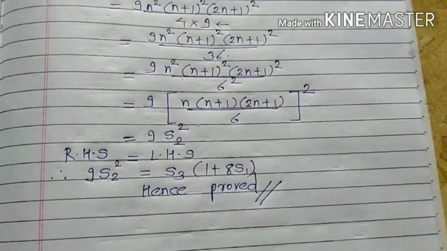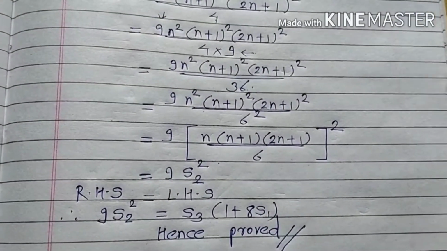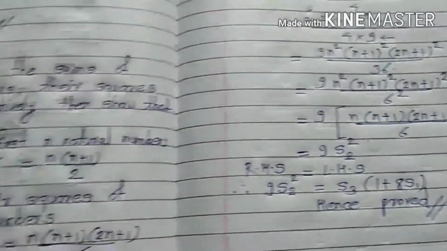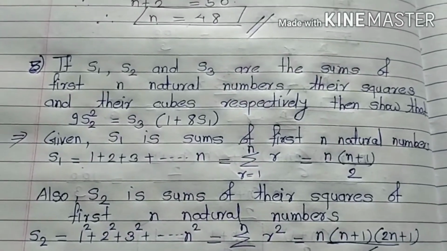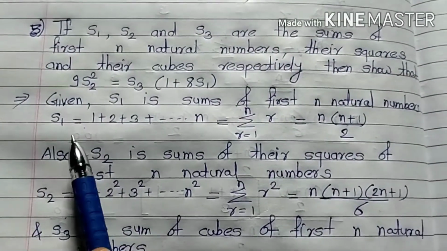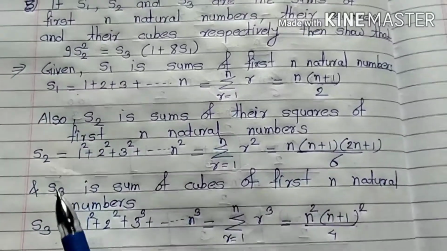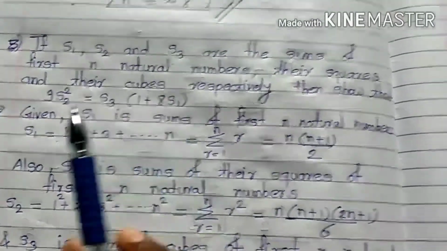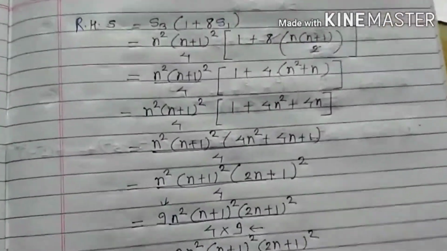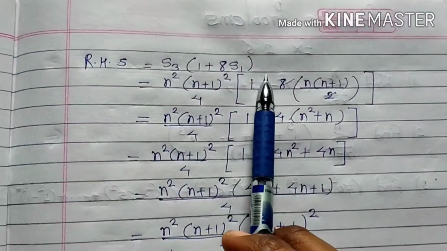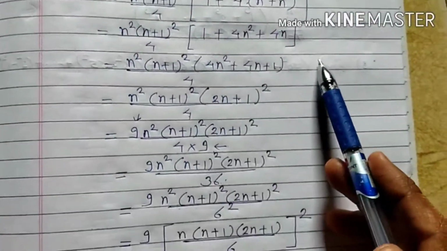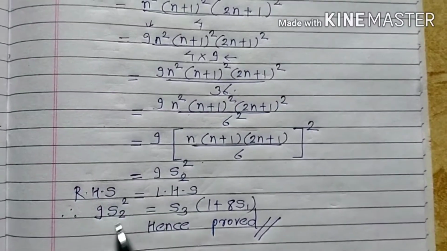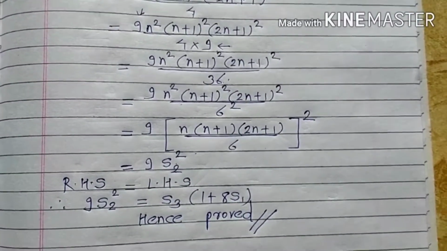So in this way we prove that 9 S2 square is equal to S3 into 1 plus 8 S1. From the given information, first we write the values of S1, S2 and S3. Now we take RHS and substitute the values of S3 and S1. By calculation we find the value of S2 square, which is LHS, and hence we prove it.